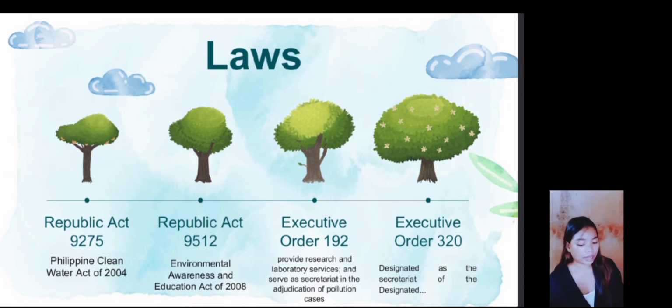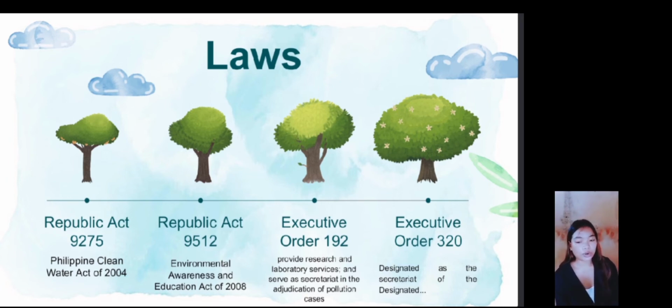Under EO 192, EMB is mandated to provide research and laboratory services and serve as secretariat in the adjudication of pollution cases. Then, under EO 320, EMB is designated as the secretariat of the Designated National Authority for the CDM of the Kyoto Protocol to the United Nations Framework Convention on Climate Change.